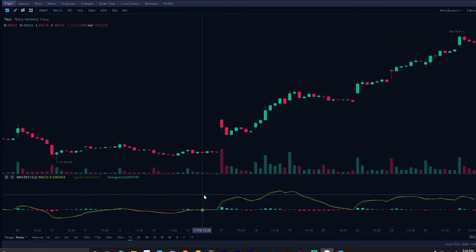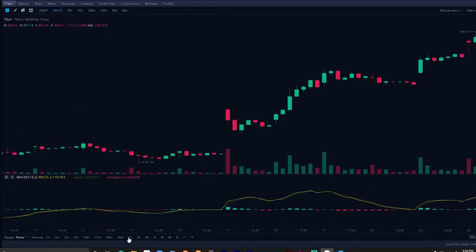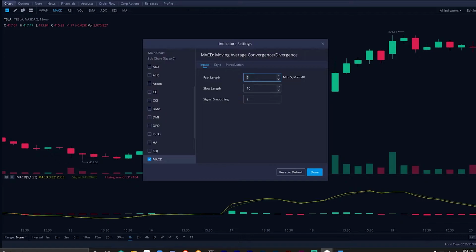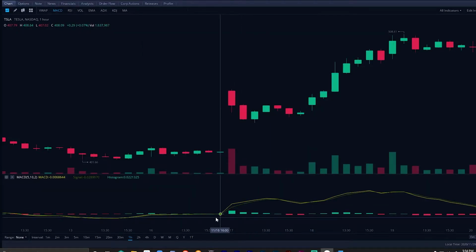Now, how do we find buying opportunities? Well, right here on Tesla, I'm on the 1 hour mark. You can see for my settings on my MACD, I am following 5, 10, and 2. For my style, I am using yellow and green. Now, what does the yellow line signify? It's signifying your EMA lines. And what is the green line signifying? Your MA lines. Now, I wanted to tell you the very simple concept of the MACD. When the yellow line crosses underneath the green, that is a buying opportunity.